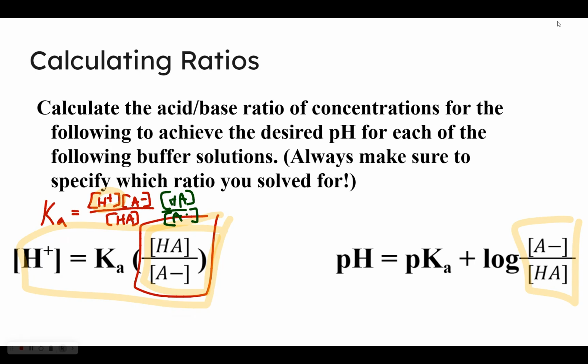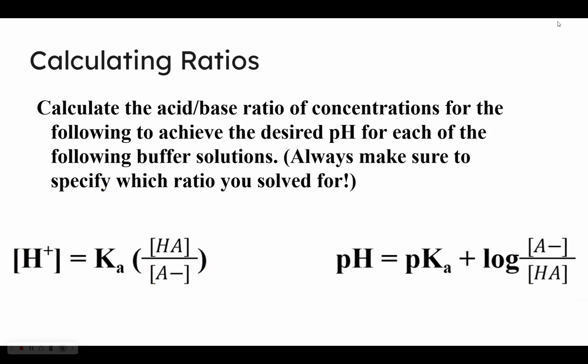So that means that we need to be careful to specify what we solve for. College Board will take either answer, even if they ask specifically what is the ratio of acid to conjugate base. If you give them the conjugate base to acid ratio, but you specify that that's the ratio you've gotten, they will accept that. They're not that picky about that.